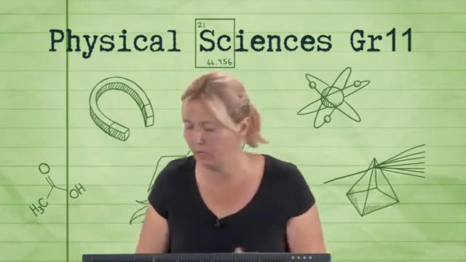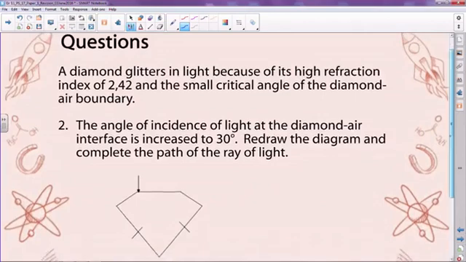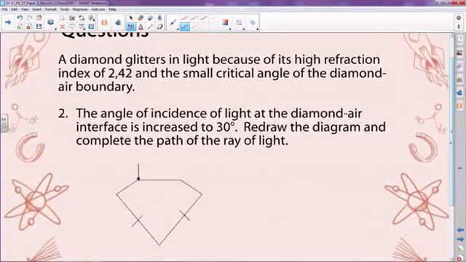Right, okay. So going along, same thing. Same diamond. Diamond glitters in light because of its high refractive index of 2.42, so this is staying the same. Small critical angle, what did we find? It was 24.4, right? That's our critical angle. And now the angle of incidence of light at the diamond air interface is increased to 30. So now it is greater than the critical angle.